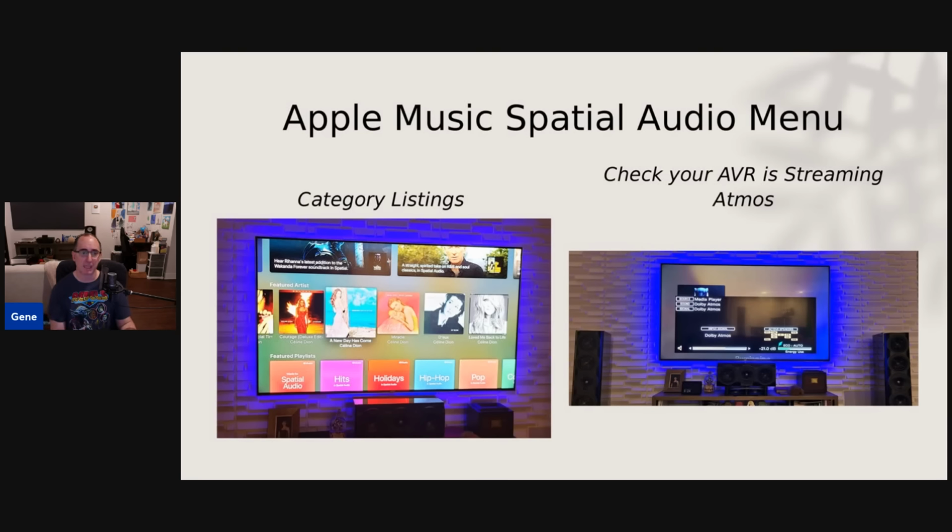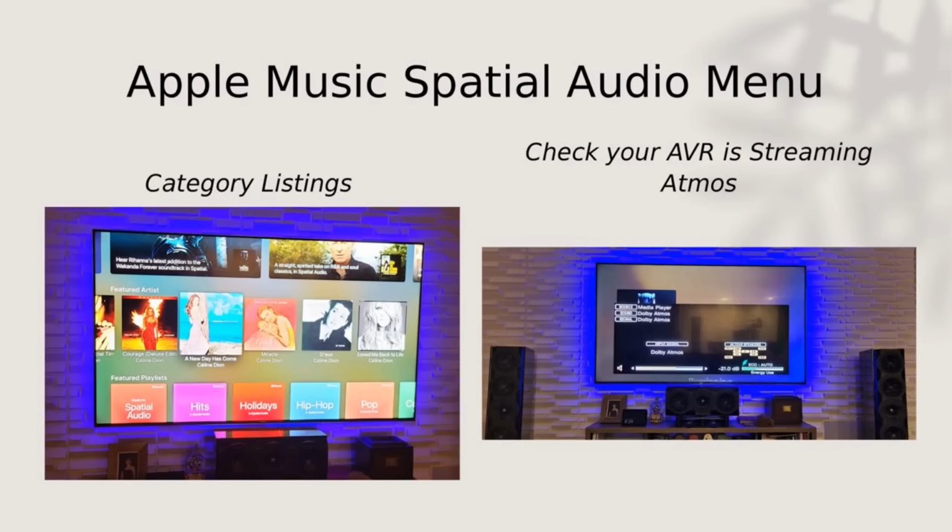And then once you get into your Apple TV and you get into Apple Music, you'll notice that there's categories. There's actually a spatial audio menu, and then it gives you different categories of what's represented there. I mean, they got holiday music, hits, hip hop, rap, you name it. There's so much of a selection there. It's quite unbelievable to see that.